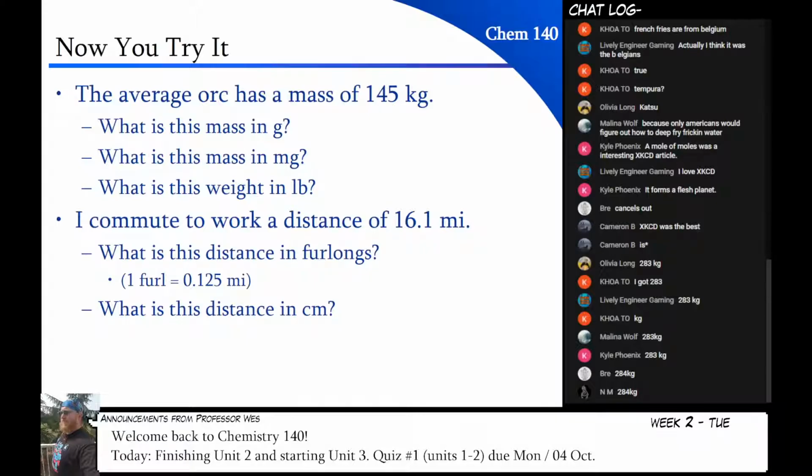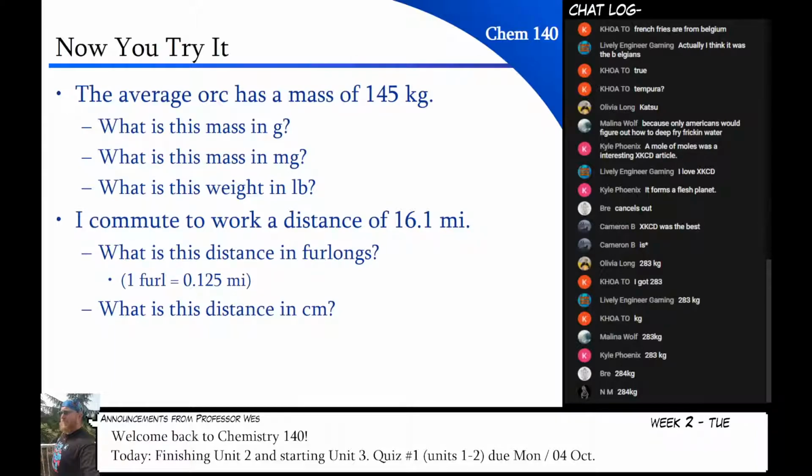All right, so I'm going to give you these conversion problems to do, and then we'll go over them together, and then we'll call it a day. For the first set of problems, I have an orc, and the orc's mass is 145 kilograms. I want you to tell me how many grams that is, how many milligrams that is, and how many pounds that is. Feel free to start at any point in that problem. Once you've got his mass in grams, you could use that number to go to milligrams, or you could start over. Totally up to you.